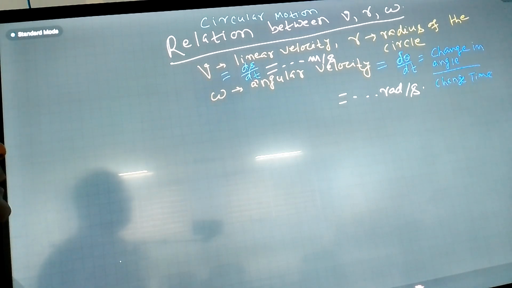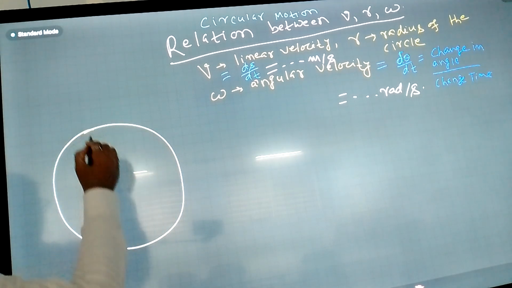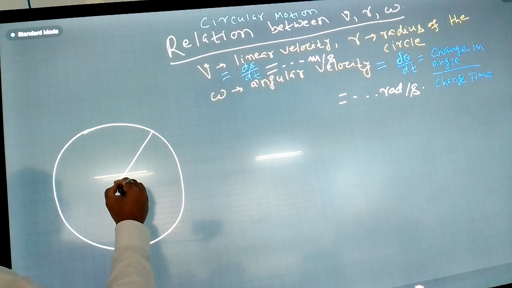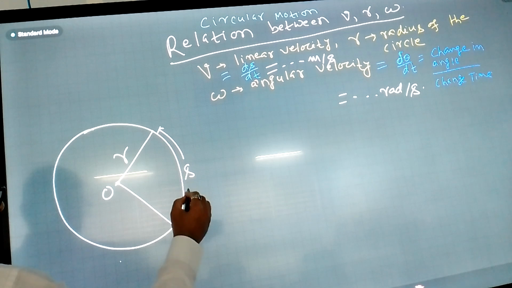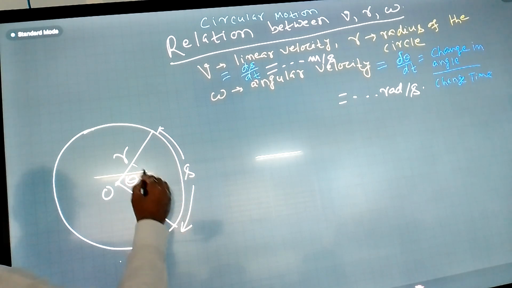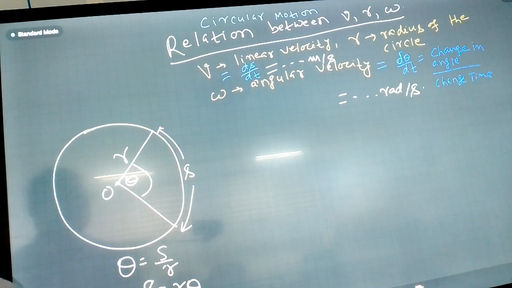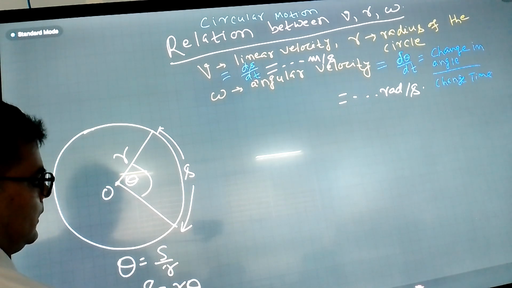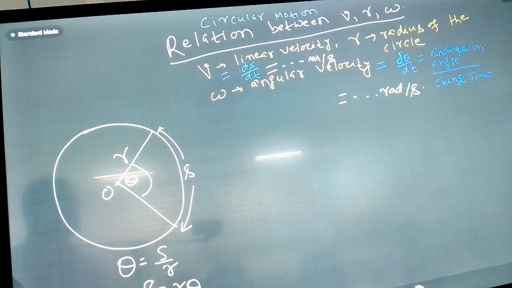these three quantities. In any given circle, from the circular measure, you know that this is the center, this is R, this length is S, and it subtends angle theta over here. Then the relation between R, S and theta is theta equals S by R, or you can also say S equals R theta. Here theta is in radian, that is, in circular measure it is the radian measure.